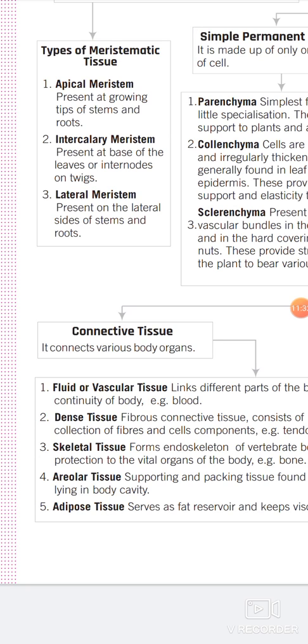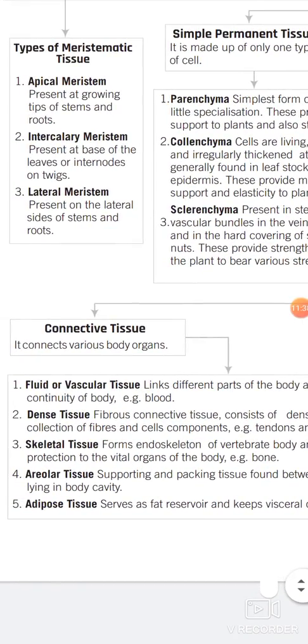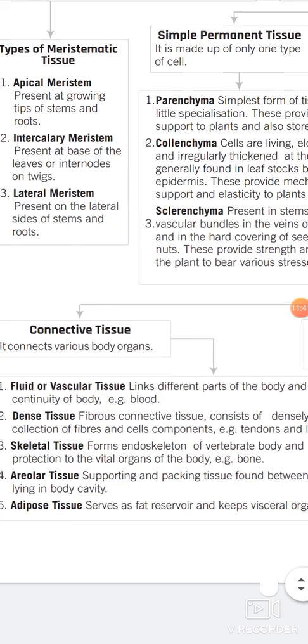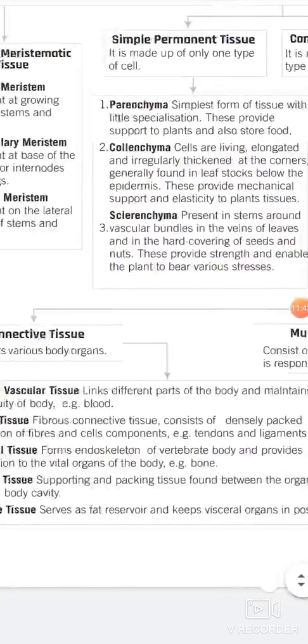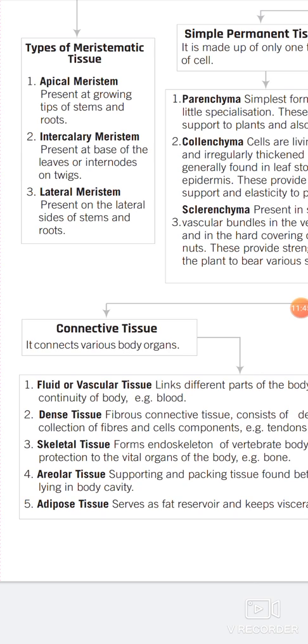What do you mean by fluid? You all know that any kind of liquid present inside our body is called fluid. So what is the function of fluid tissue? It links different parts of the body and maintains the continuity of the body. For example, blood. Of course, dear students, blood is present in each and every part of our body.